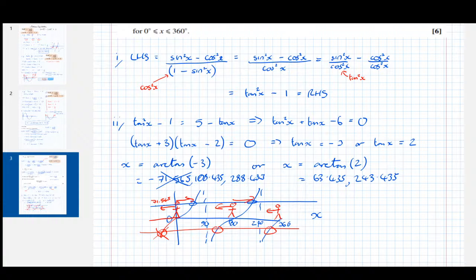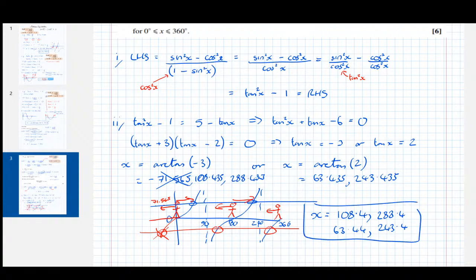Therefore, concluding, and remember, cluster our answers up, an examiner's looking for you to conclude. So we've got 108.4, 4 significant figures, give them a bit more than 1 unless they specifically ask for it. 288.4, 63.44, and 243.4, and there it is there.